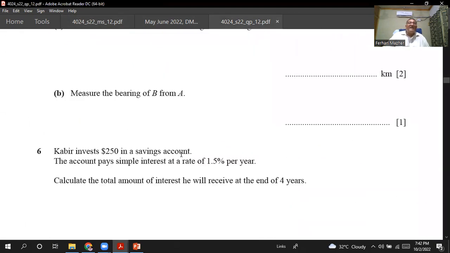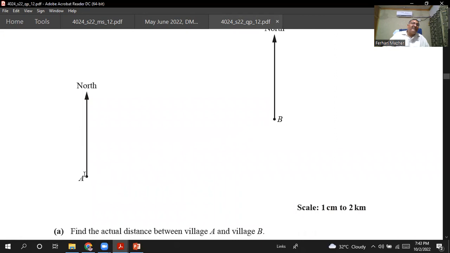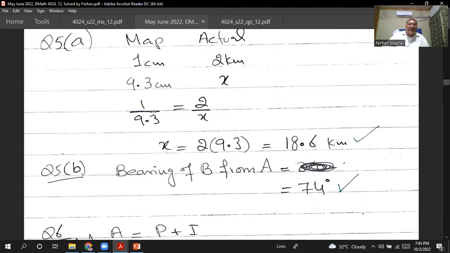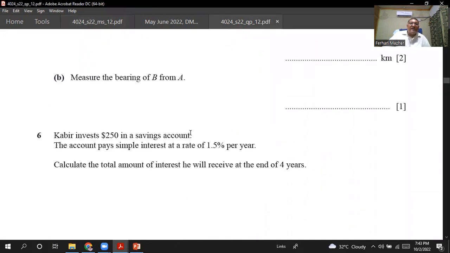Okay, the next question, he says, measure the bearing of B from A. So you will join this line AB, and measure the bearing of B from A. From A means that at A you have to draw the north. That north is already there. So you have to measure clockwise the angle between this north and the AB line. When you join A and B with each other, you will measure this angle with the help of the protractor. I have already measured it, and that is 74 degrees. So the bearing of B from A is 74 degrees. They say 71 to 75. So our answer is right. Okay, so we are going to the next question.